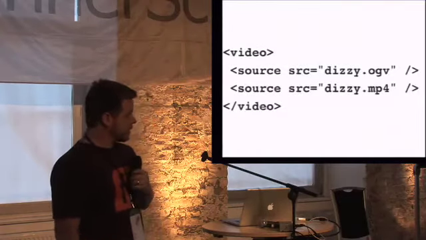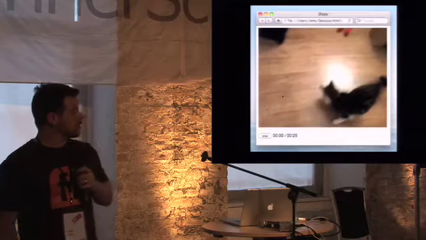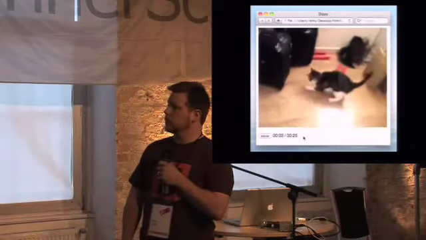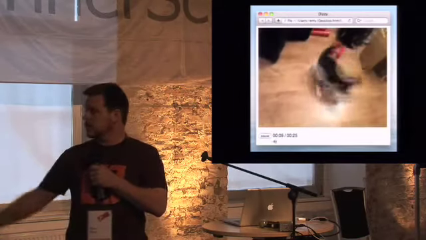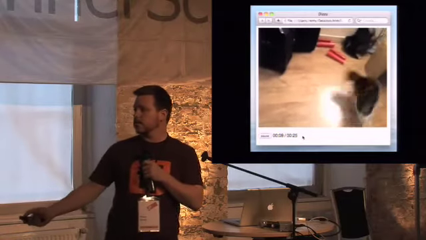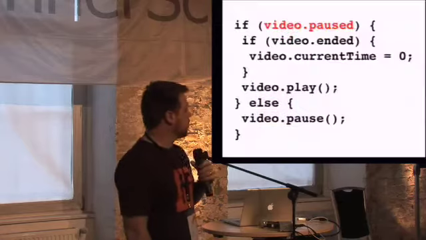But we're going to look at this, and the API is attached to the video element. This is a quick hack I put together the other night: my cat Dizzy being Dizzy. And down at the bottom of this is my control. I've got a button that does stop-start and this timer, which could be a progress bar. But the code is really simple.